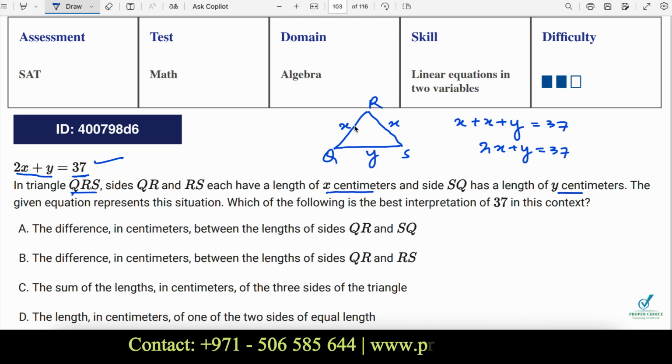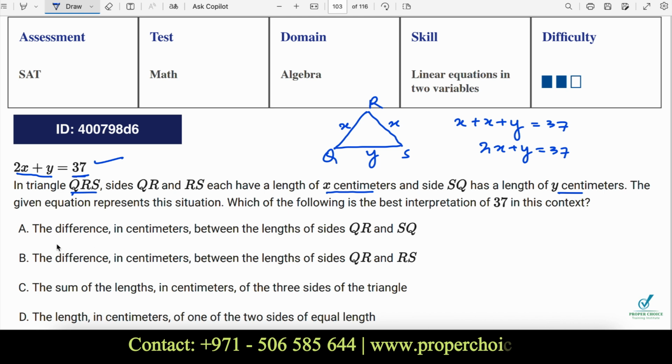Now when we talk about adding up the lengths of all the sides, it represents the perimeter of a shape, regardless of the type it is. As long as we add the lengths of the sides, that represents the perimeter. Now which option matches the term perimeter of a triangle?